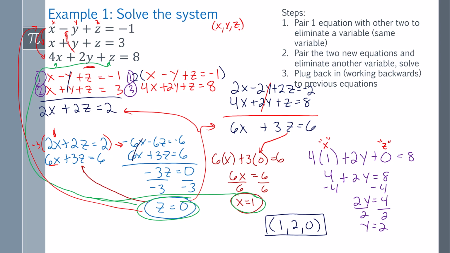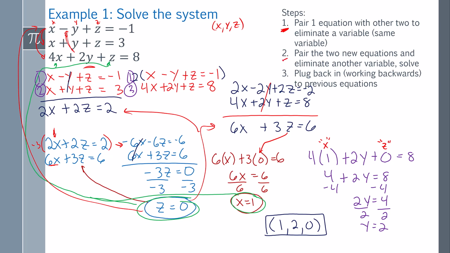So reviewing this, the first thing you have to do is pair one equation with the other two to eliminate a variable. And so in this instance, I paired equation 1 and 2 with 1 and 3. I was intentional about it because I wanted to eliminate the y's. So I said in both equations, I'm eliminating the y's.